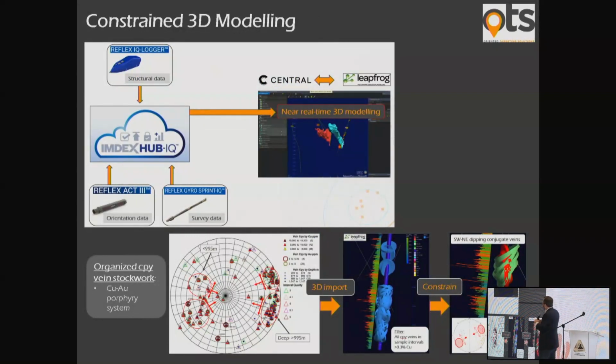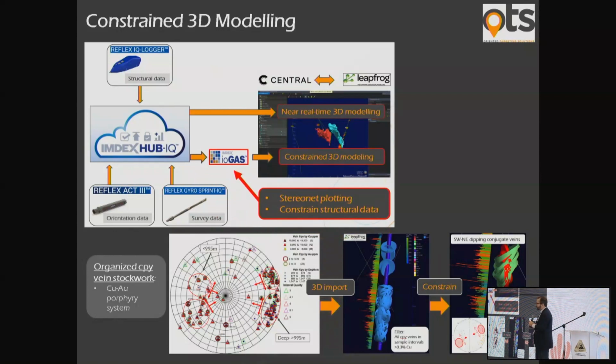So there's a few tools out there that we've talked about, that we like, this ecosystem where Imdex has oriented core tools, survey tools, IQ Logger for collecting structural measurements, all talking to each other within this Imdex Hub, linking into 3D. But what we prefer is to have a little bit of constraint where we're able to take that data and boil it down before we go into 3D.